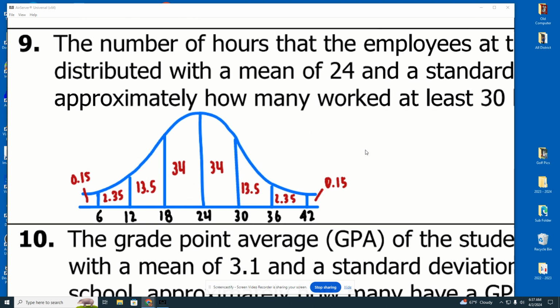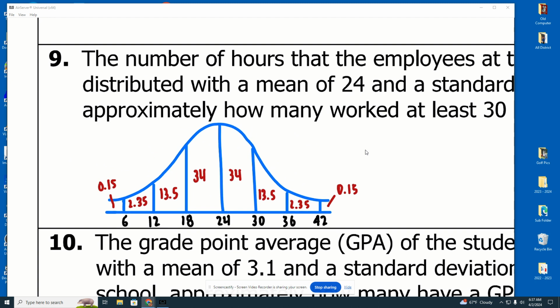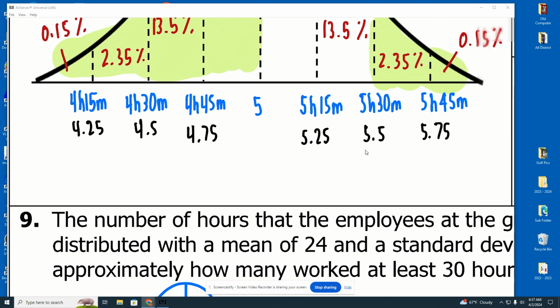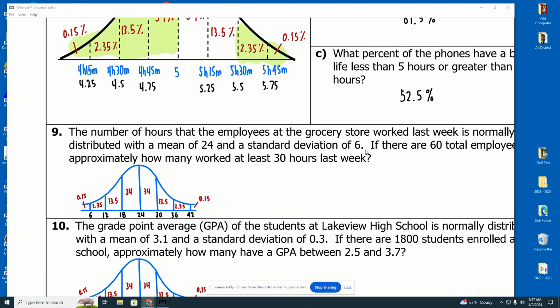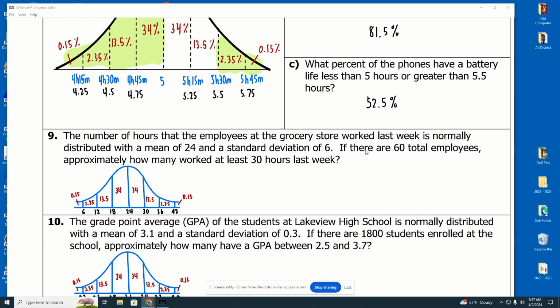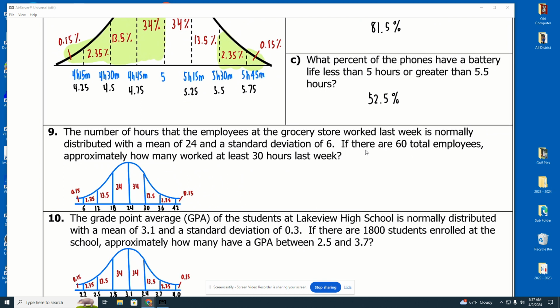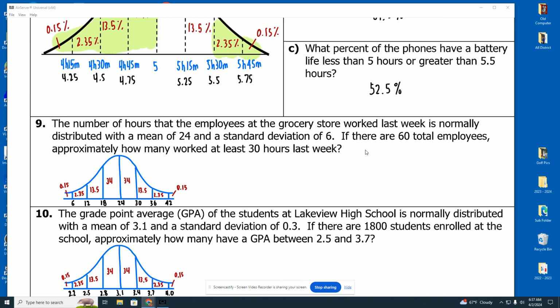I've already labeled these. Hopefully you have them labeled the same as I do. Again, I just put those percentages in there. You very well may have gone up here and written them underneath this just to use the drawing that was already done. So this has one question that asked me. It says the number of hours that the employees at a grocery store worked last week is normally distributed. So we know it's going to follow this particular pattern with a mean of 24. So I put 24 in the middle and a standard deviation of 6. So I subtracted 6 this direction, added 6 this direction. If there are 60 total employees, approximately how many of them worked at least 30 hours last week?